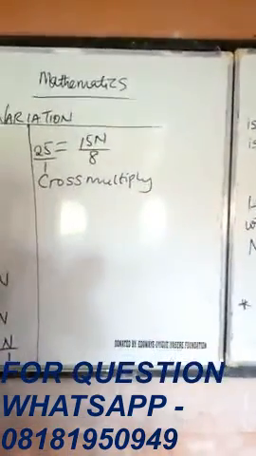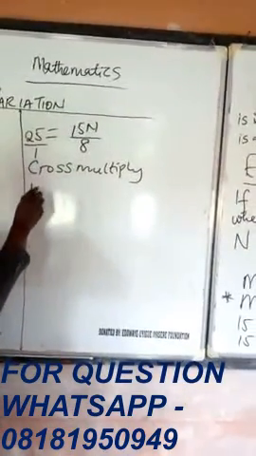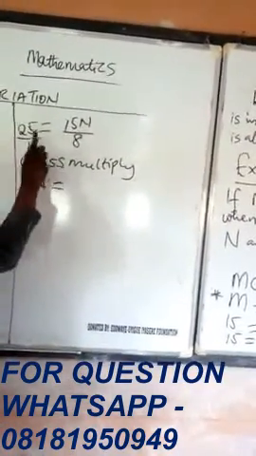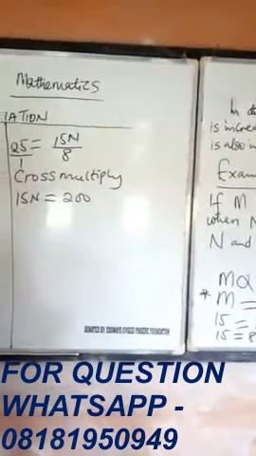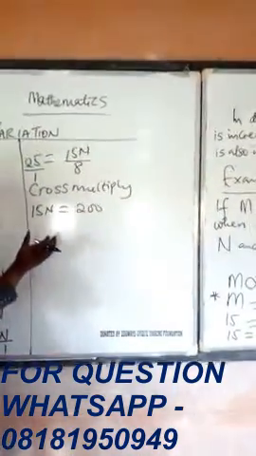Always do the unknown first. 15n times 1, that will give us 15n. 25 times 8, that will give us 200. Is that taking, students? So that will give us 200.